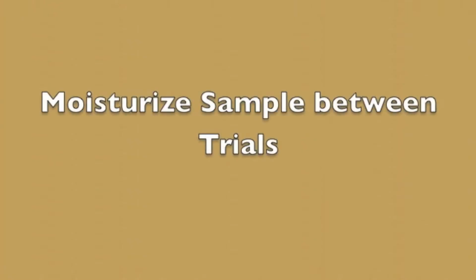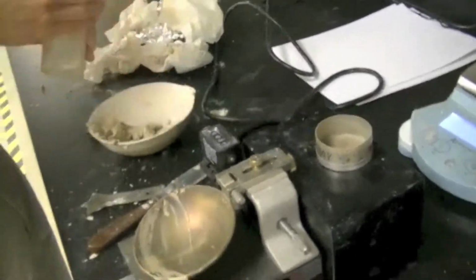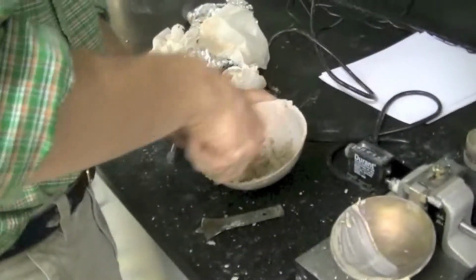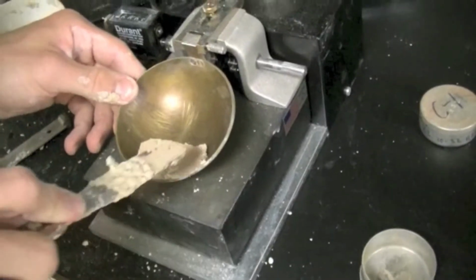Try and achieve the first trial between 30 and 35 blows. Moisturize the soil and mix. Repeat the process trying to obtain 25 to 30 blows. Repeat the process one last time to achieve blow counts in the range of 20 to 25.